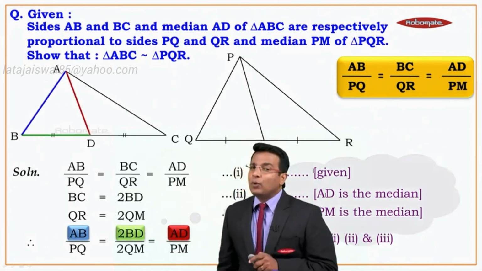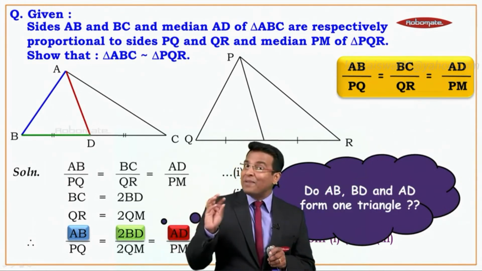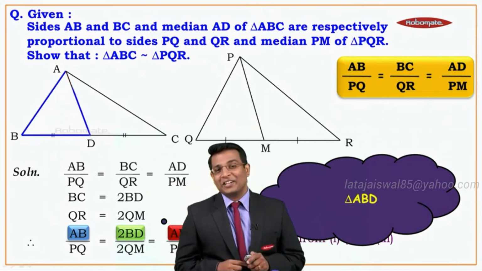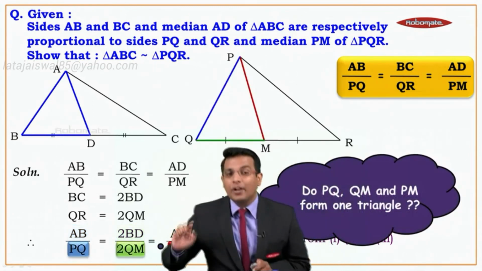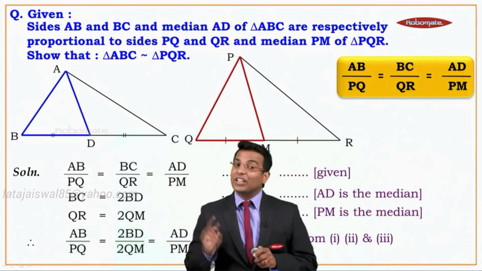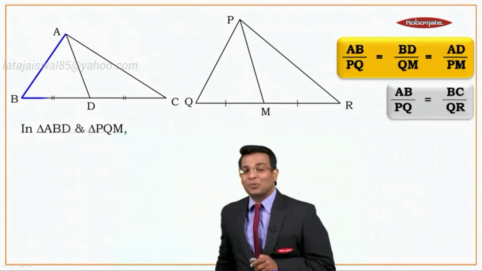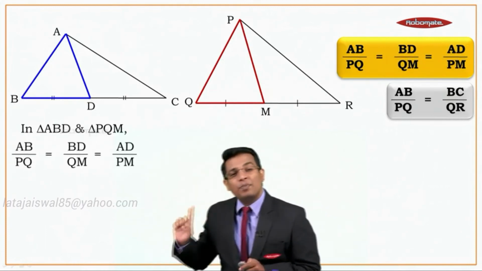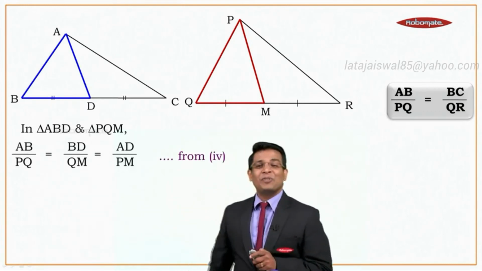Now observe, AB, BD and AD, forgetting that 2 is cancelled, does it form one triangle? Yes, it forms one triangle, triangle ABD. And the other one, PQ, QM and PM, do they form one triangle? Yes, triangle PQM. That means this will help us get these two triangles to be similar. Let's consider those two triangles, triangle ABD and triangle PQM. We know that AB upon PQ is equal to BD upon QM is equal to AD upon PM. This is what we got from 4.